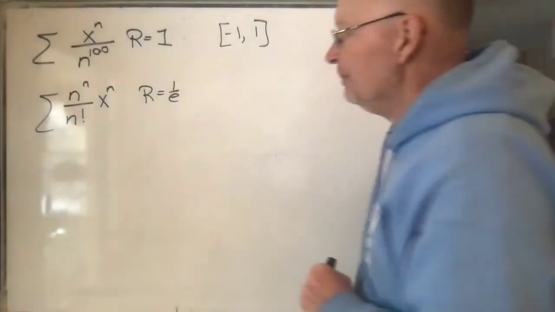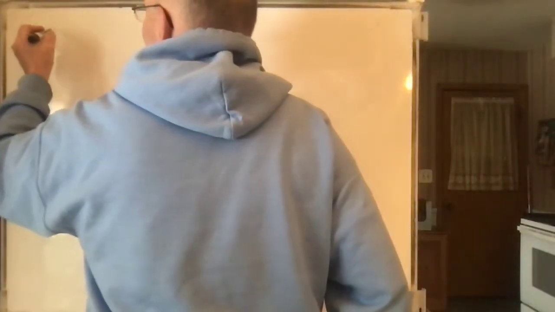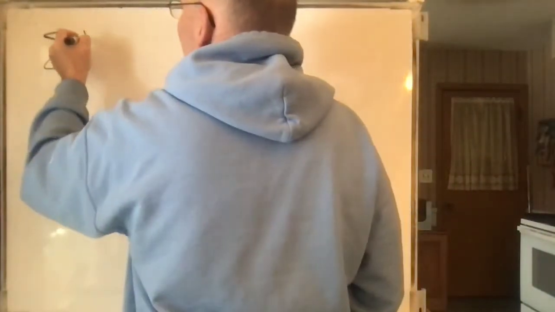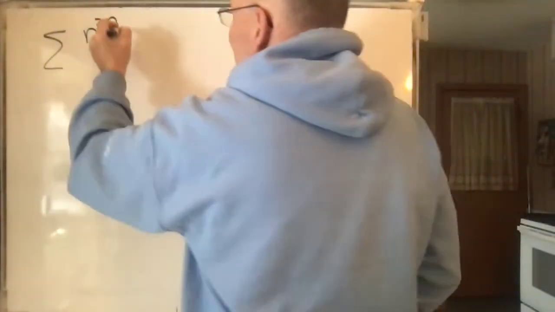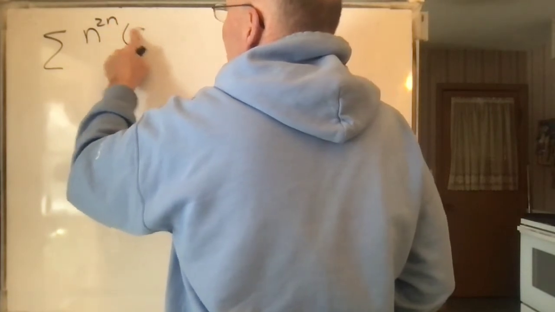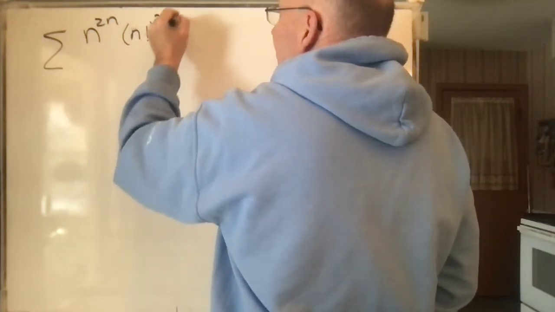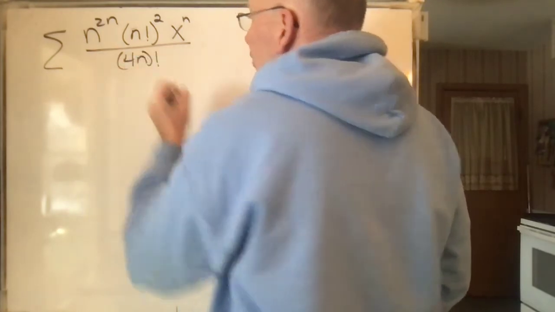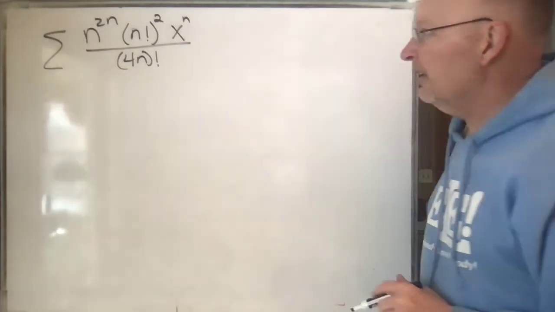Let's do two more. Let's do one that's just a little more ambitious, and just see the kinds of things you can do. n to the 2n times n factorial squared. Oops, I'm sorry. Times x to the n all over 4n factorial. How does that look for something kind of intimidating? Okay, let's find the radius of convergence of it.